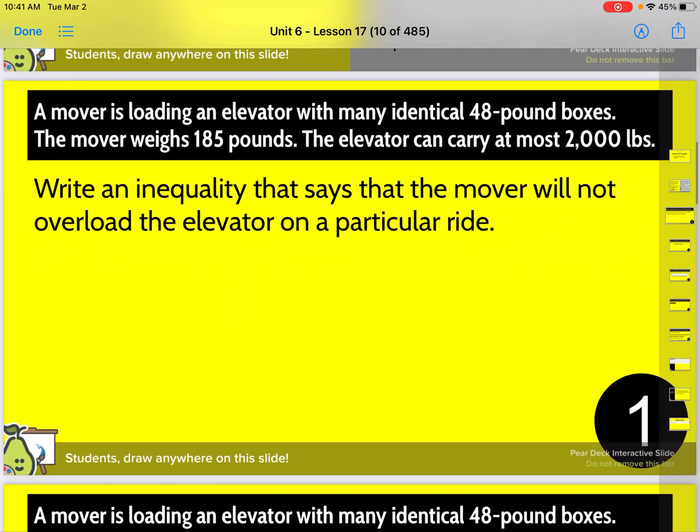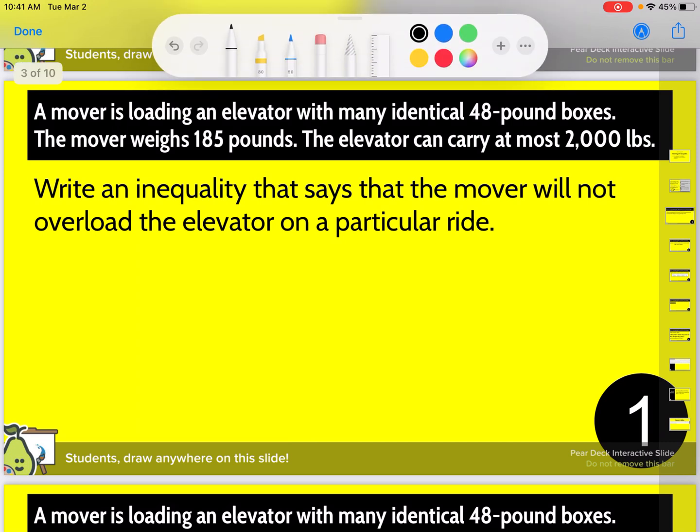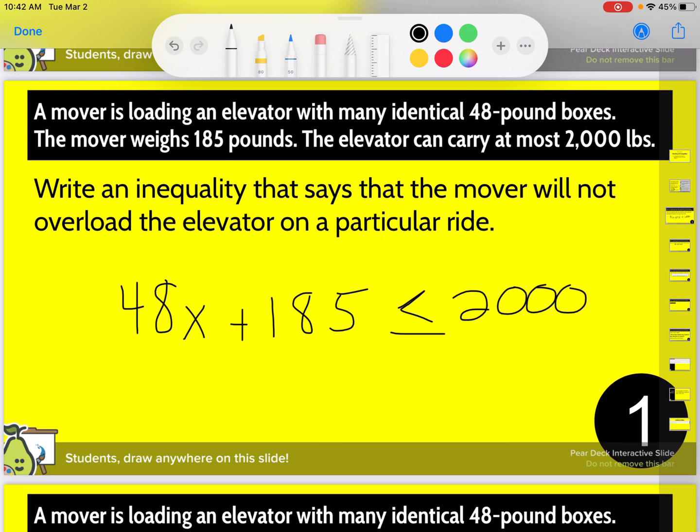So a mover is loading an elevator with many identical 45-pound boxes. The mover weighs 185 pounds and the elevator can carry at most 2,000 pounds. So what they're saying is the mover is going to have to go up with the elevator. Write an inequality that says that the mover will not overload the elevator on a particular ride. So we know that he has 48 identical boxes plus the weight of the mover has to be less than or equal to 2,000 pounds. So that's my inequality.